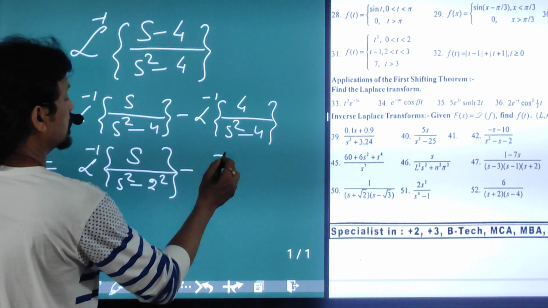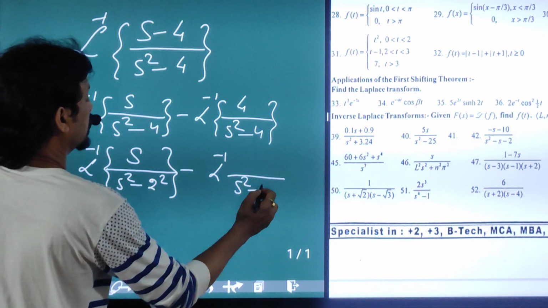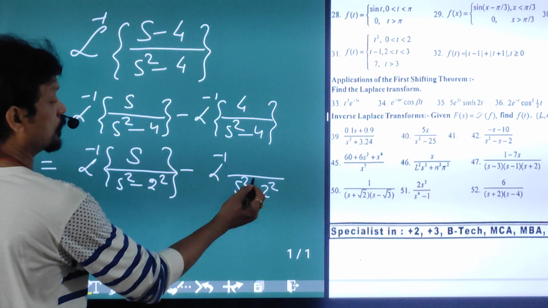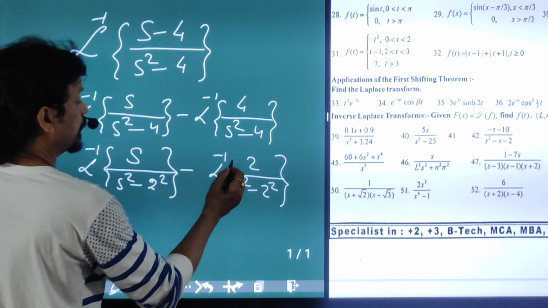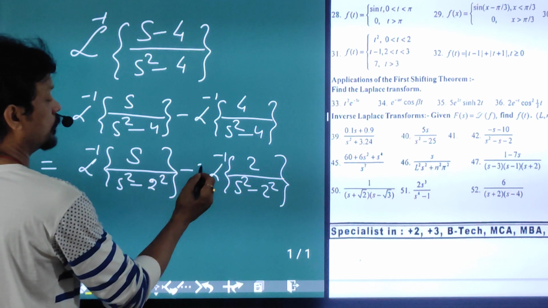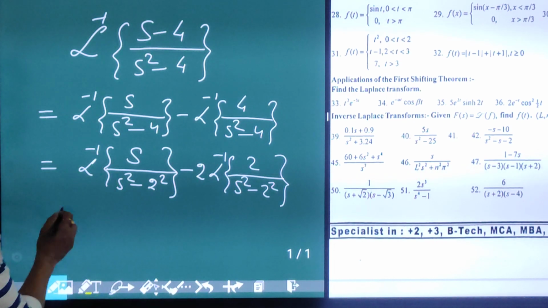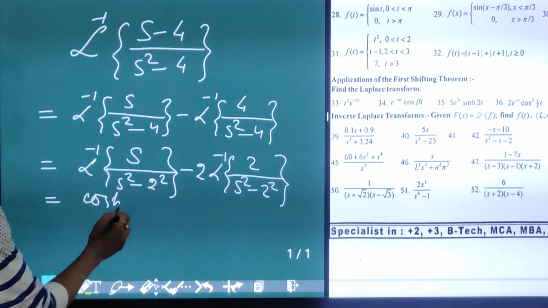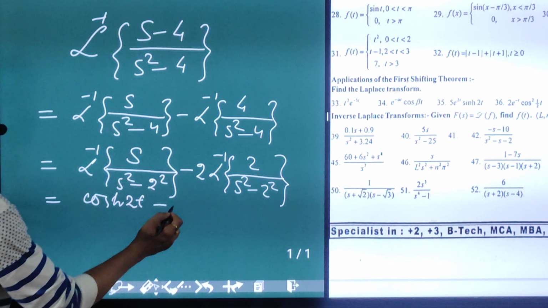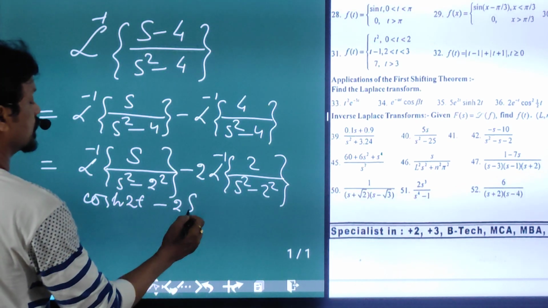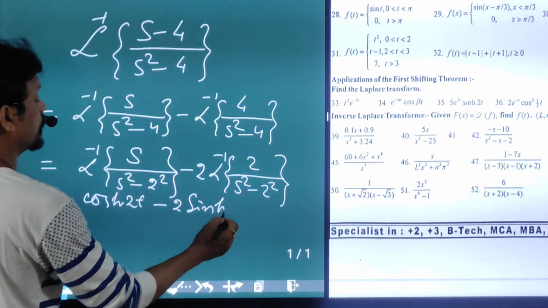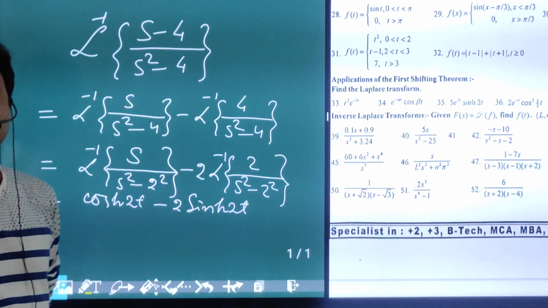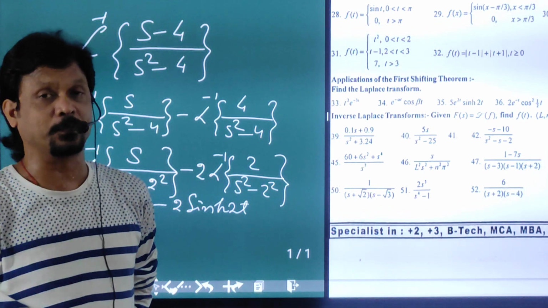Now here, in the denominator you should have s square minus 2 square. There is no s, that means you should place a constant, and the constant should be 2. I am splitting 4 as 2 into 2, so I have to take another 2 outside. So this one, s is there, so cos, minus is there, hyperbolic 2t. Minus 2, constant is there, so sine, minus is there, hyperbolic 2t. In a calm mind, you should remember the formula. Then only you can do the problems.